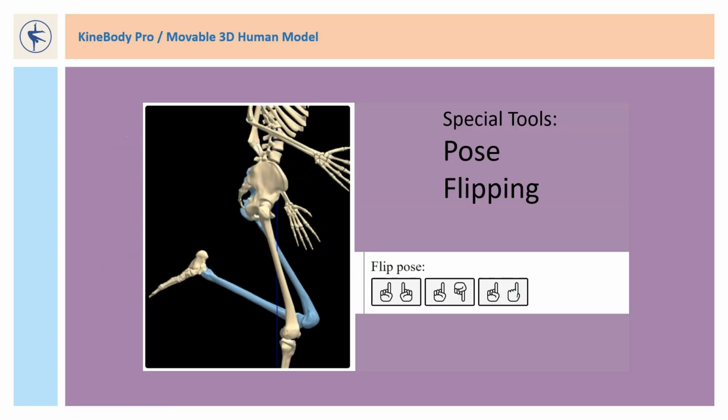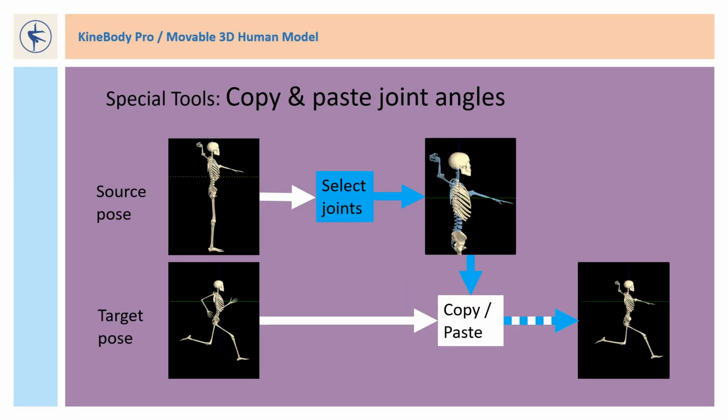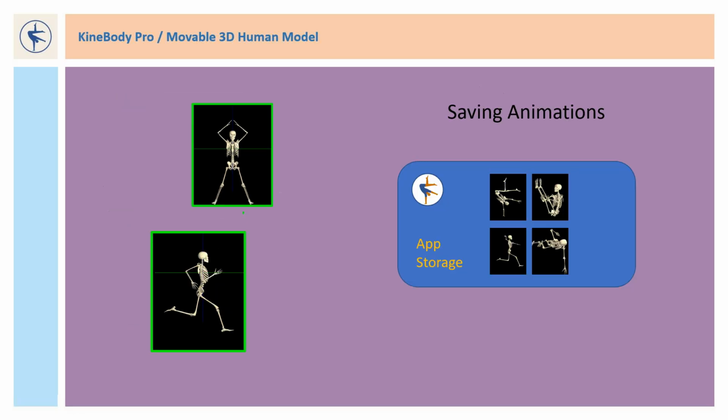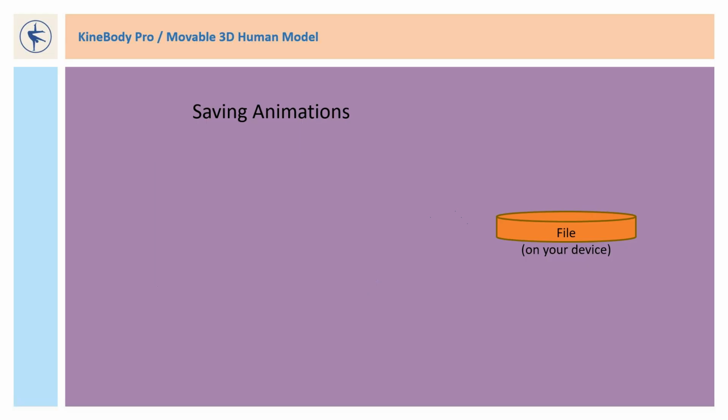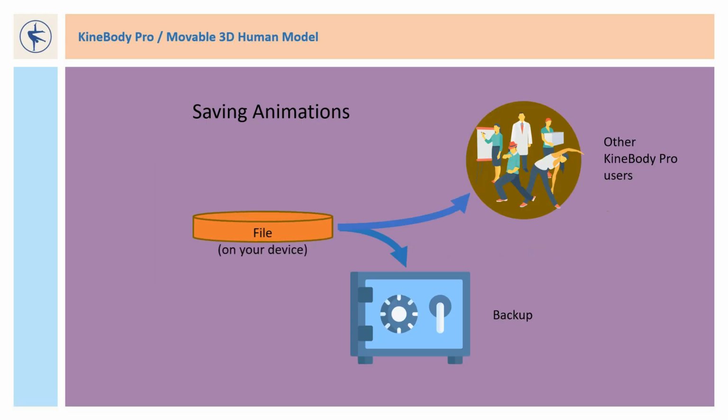Another special tool is pose flipping, which helps when your animation uses alternate left and right actions, for example during walking or running. One more special tool is a copy and paste capability, which allows you to select a subset of joint angles and body positions and copy them from one pose to another. As with poses, you can save your animations in app storage and from there to a file for backup or sharing.